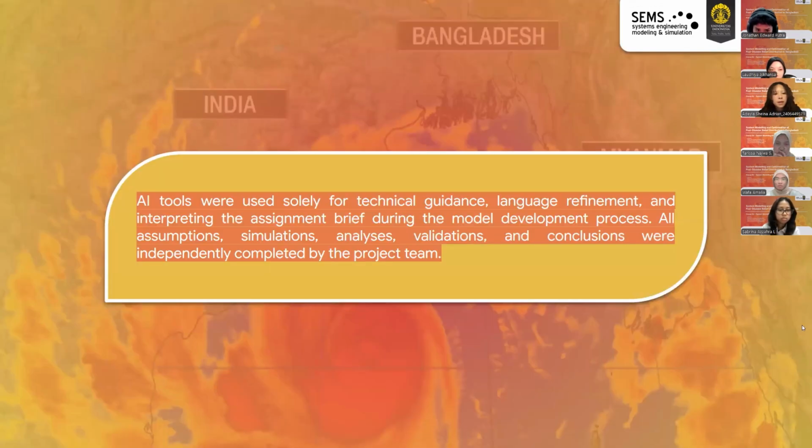Next. AI tools, all of these are used with AI tools such as for technical guidance, language refinement, and interpreting the assignment brief for the model development process, where all assumptions, simulations, analysis, validations, and conclusions were independently completed by the project team.